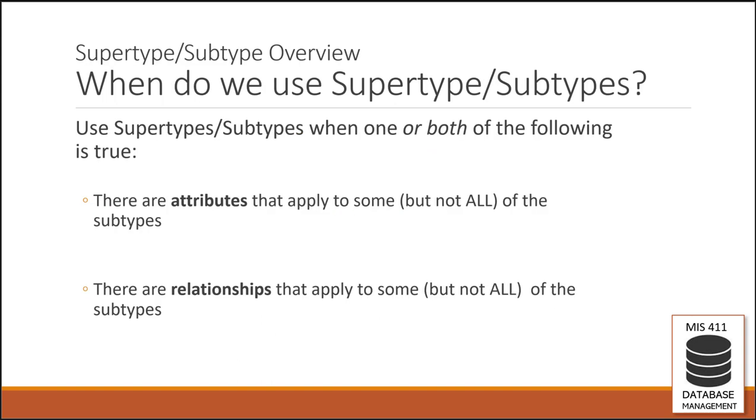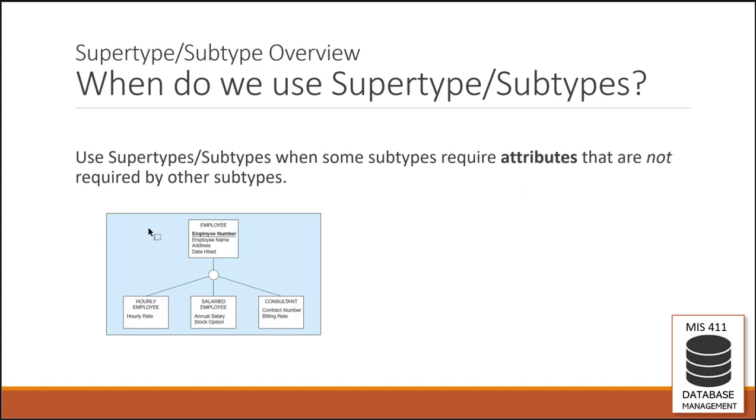So when do we use supertypes and subtypes? We've obviously learned a lot about entities to this point. So why do we need some more complexity? Okay, here are the two times when we essentially will use supertype subtype relationships. Number one is there are attributes that apply to some but not all of the subtypes. And number two, there are relationships that apply to some but not all of the subtypes.